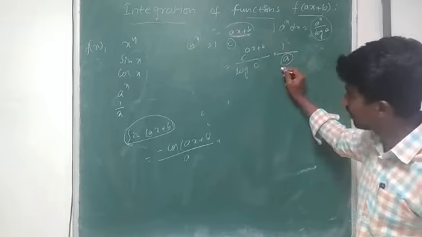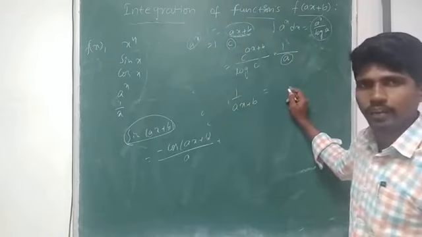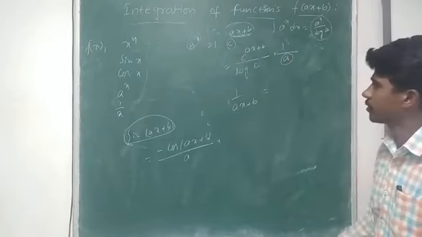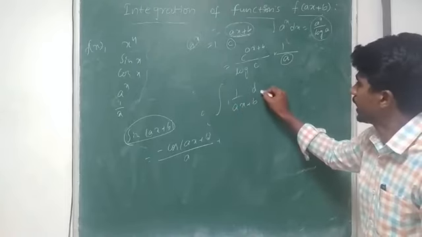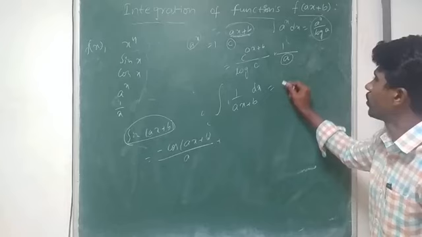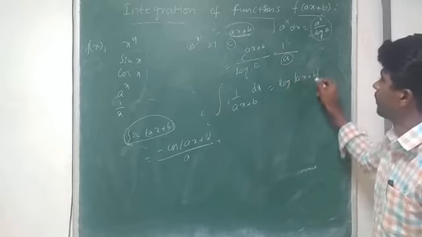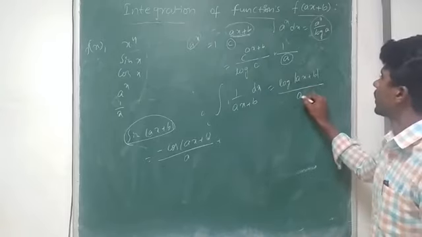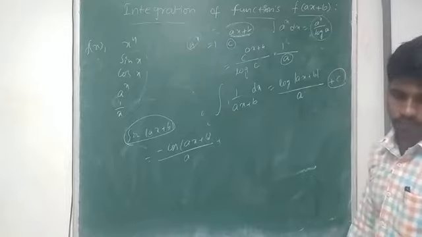Right? If I have 1 by x plus b, the integration of 1 by x is log x. So if I want to find the integral of 1 by ax plus b dx, it is equal to logarithm of mod ax plus b by the coefficient of x, which is a. So I mention here a and plus c. Don't forget to mention this plus c.